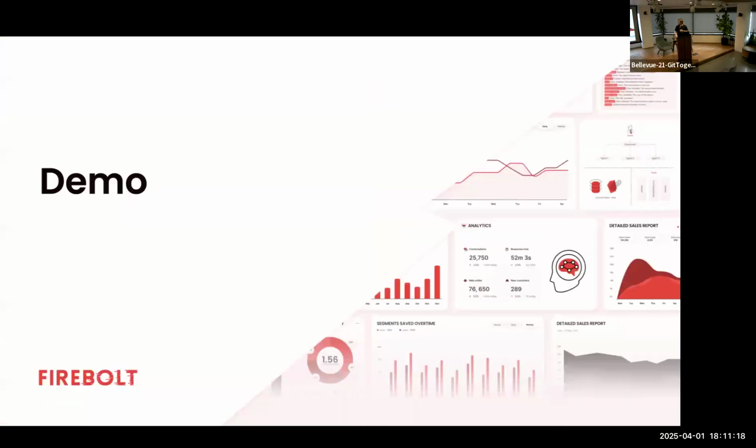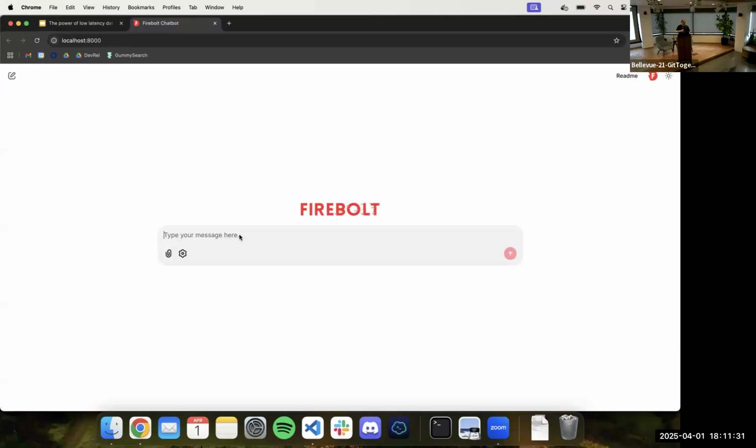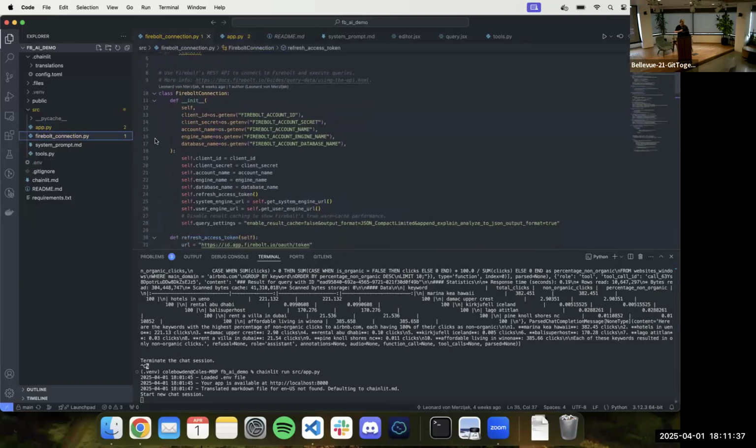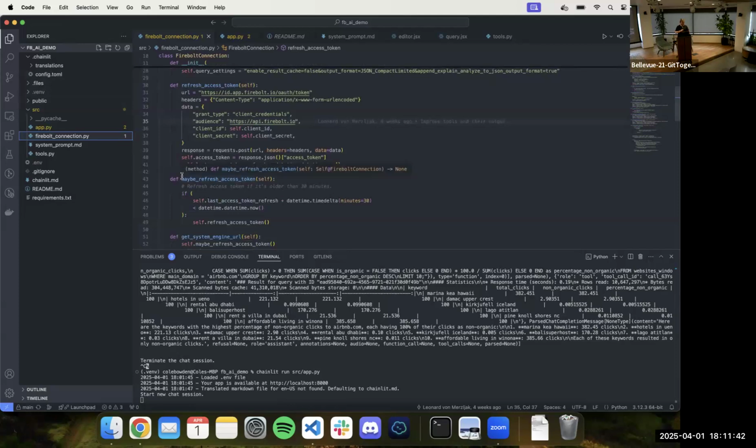So all of that said, that's kind of the world of SQL for retrieval augmented generation. And now what I want to do is move into a demo where we're using SQL with retrieval augmented generation. So we at Firebolt have built this Firebolt chatbot. And actually, I'll show you VS Code real quick to show you what's going on here. This is quite simply a Firebolt connection, a connection to OpenAI, and Chainlit connecting the two with a chatbot.